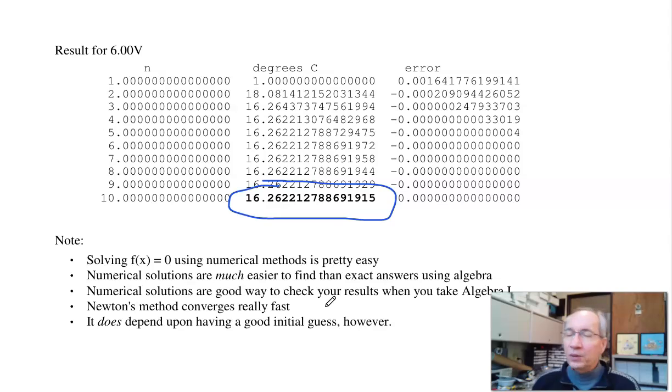Another thing to note, Newton's method converges really fast. It does depend upon you having a good initial guess, though. You've got to have some knowledge of what the answer should look like, and Newton's method will zero in on it. If you're too far off, sometimes it doesn't converge. So that's homework set number 2, using Matlab to solve one equation, one unknown.